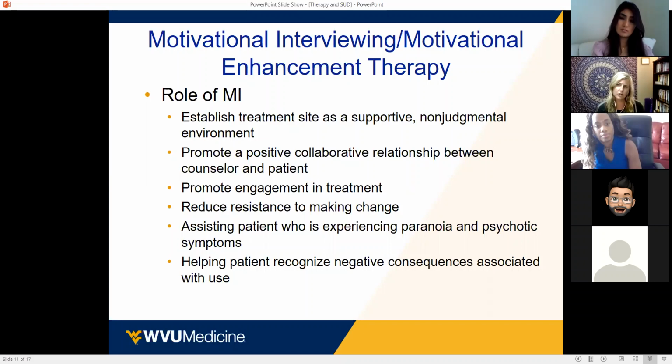Motivational enhancement therapy is an intervention based on the MI approach and practices. Again, the therapist has a supportive, non-judgmental stance with the patient. It's really about creating a collaboration with the patient to help them decide what they think is best for them. And it's a way to help reduce the resistance that so many of us are familiar with, particularly working with folks really early in recovery. Next slide, please.